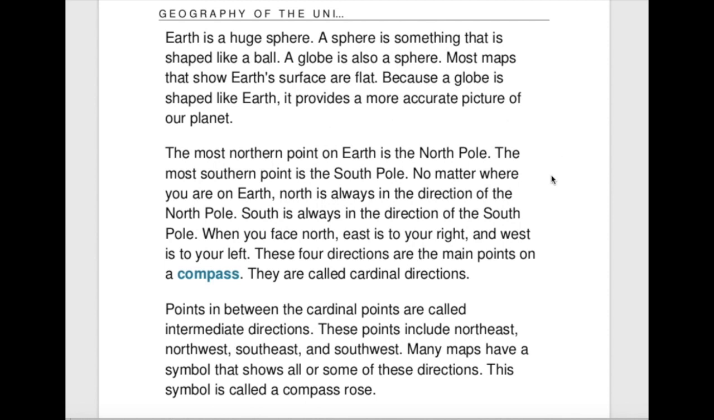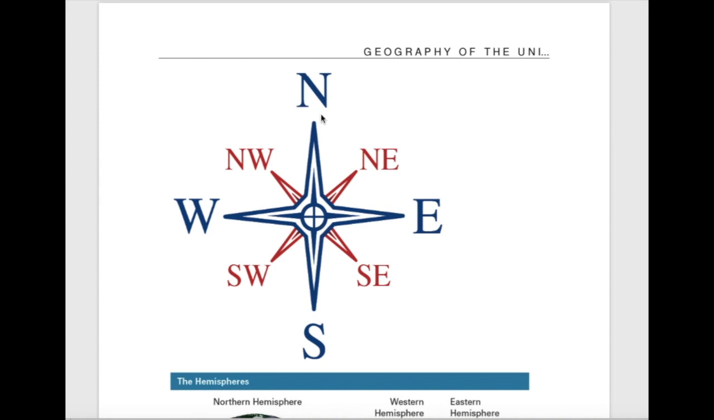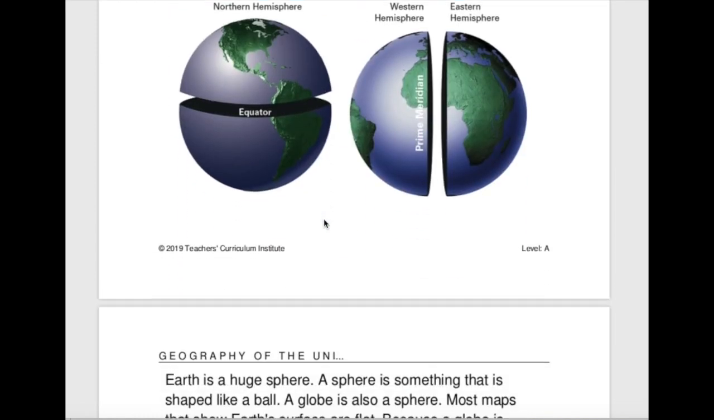The most northern point on Earth is the North Pole. The most southern point is the South Pole. No matter where you are on Earth, north is always in the direction of the North Pole. South is always in the direction of the South Pole. When you face north, east is to the right and west is to your left. These 4 directions are the main points on a compass. They are called the cardinal directions. So as I was saying before, these are the cardinal directions, north, south, east and west. And these are the intermediate directions, getting a little bit more specific.